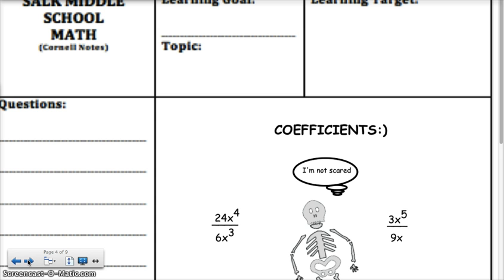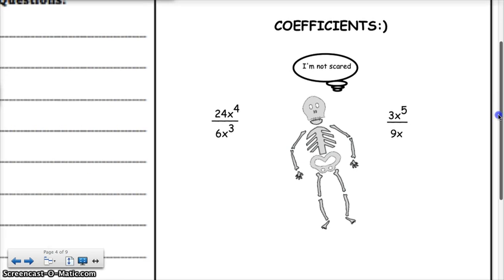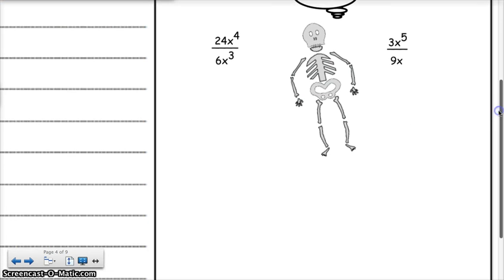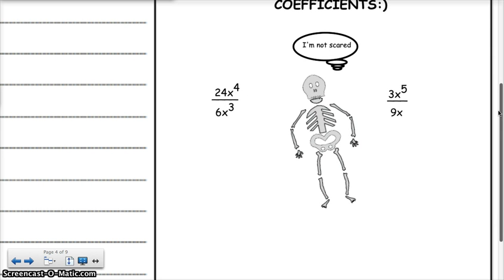Now we're going to advance it to coefficients. Oh no. It's a skeleton. What? The skeleton is not scared of coefficients. Okay. Notice what I do. I'll bring that down. What's 24 divided by 6? 4. So I write this as 4x to the 4 minus 3, 4x. Okay, that's what I do when it divides into a whole number, but sometimes it doesn't divide into a whole number. So I leave it like this and just simplify it.